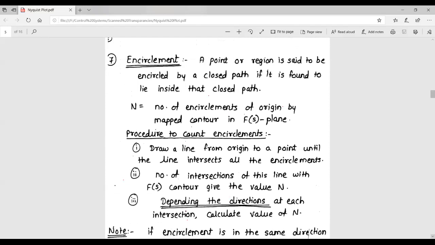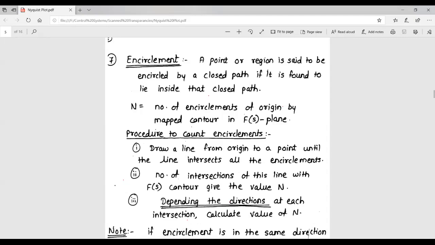So first we will read the definition and then go to the diagrammatic interpretation of encirclement. A point or region is said to be encircled by a closed path if it is found to lie inside the closed path. We know the dictionary meaning of encirclement, and it is exactly similar in this context. If a point or a region is lying inside a closed path, then we call that point to be encircled by the contour or closed path, right?